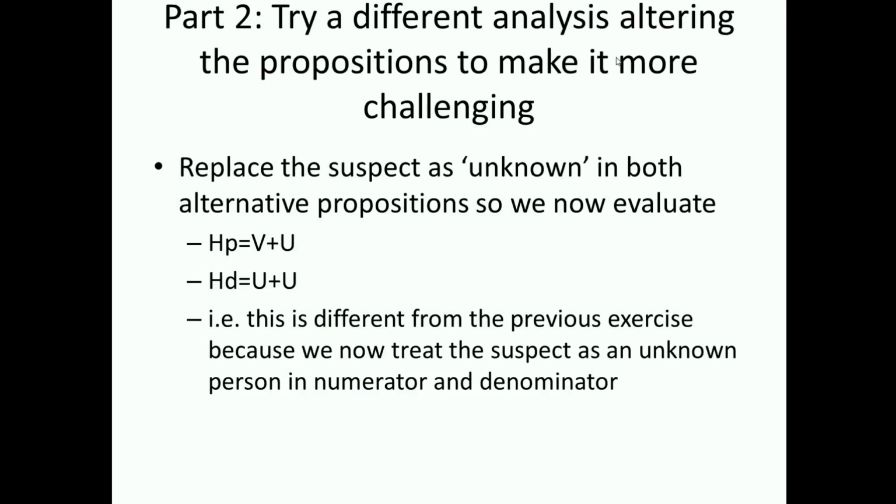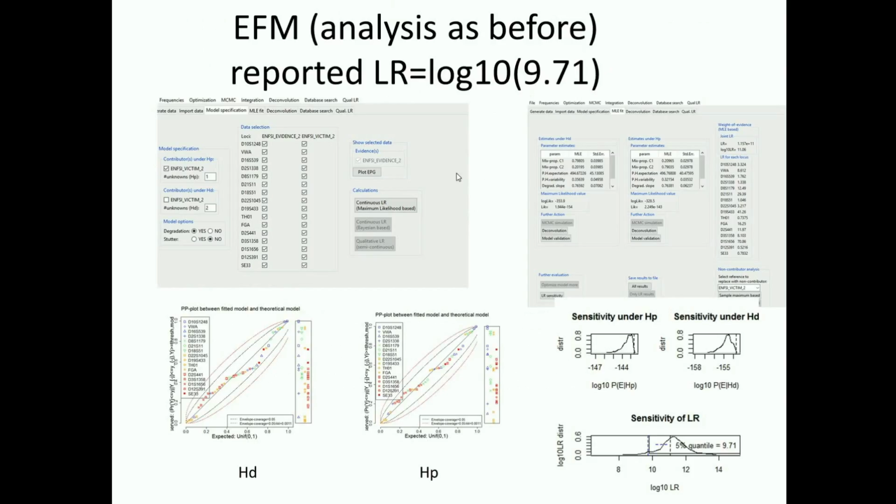So we are now evaluating under the prosecution hypothesis the victim and unknown, and under the defence hypothesis we have two unknown individuals. So this is different from the previous exercise because we are now treating the suspects as an unknown person in both the numerator and the denominator. So we carry out the analysis under the model specification tab. Under the prosecution hypothesis we have the victim and one unknown individual. Under the defence hypothesis we have two unknown individuals.